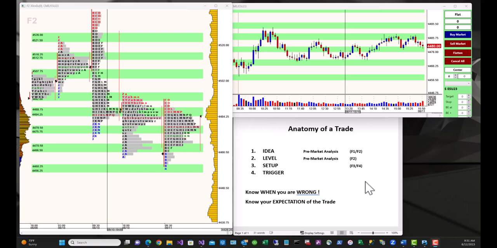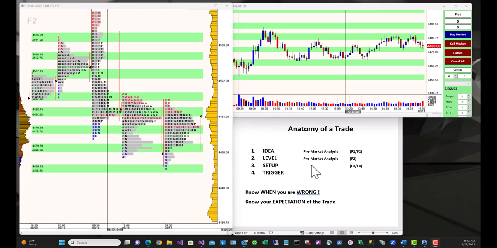Now, when you enter a trade, you need to know 2 things. First, when you're wrong, in other words, where to put your stop. And second, know your expectation. Am I looking for a reversal to the mean? A reversal to the mode? Am I looking for a specific point amount? And there's no right or wrong way.